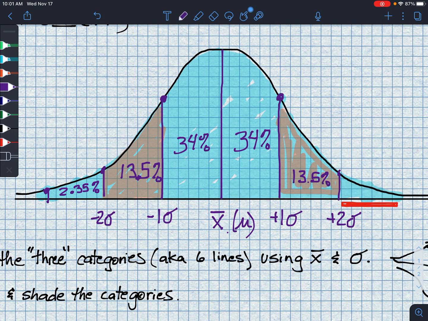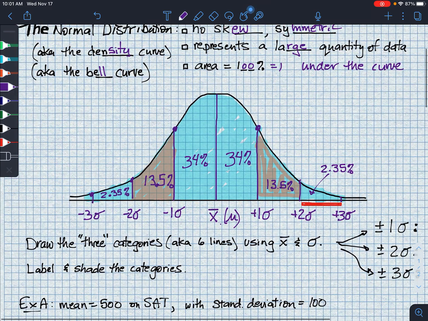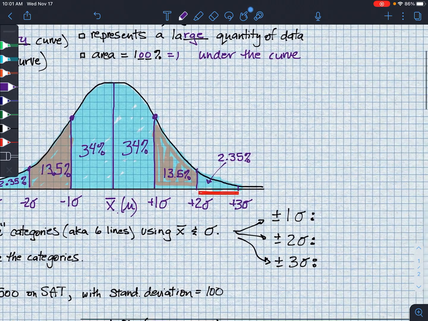And likewise on this side, forgot to mark that, it's -3 standard deviations away. So this is +3 standard deviations away from the mean is 2.35. Sometimes those spaces get kind of small, so then I just put it outside. All right, so that is the 3 categories to the left and to the right of the mean, and kind of what they represent of the data.